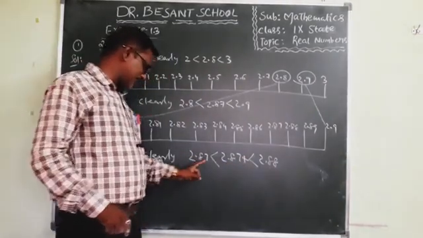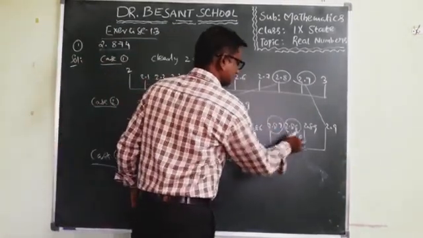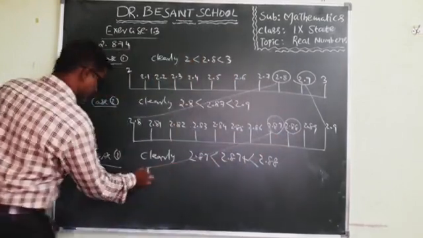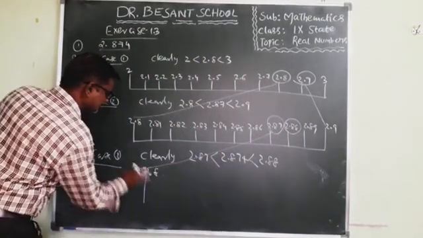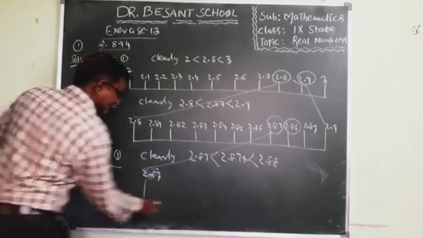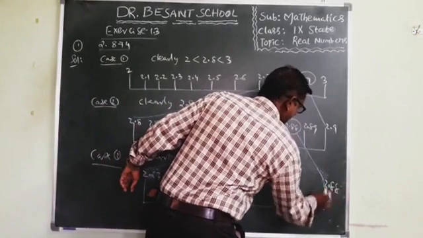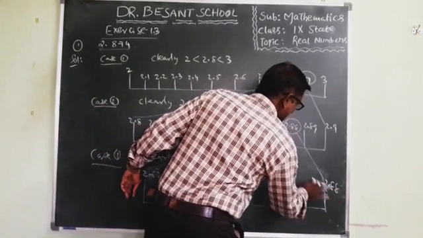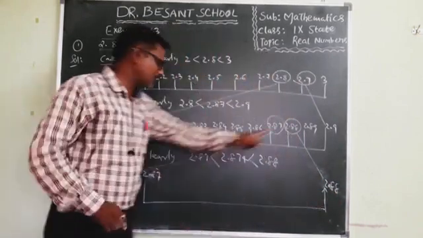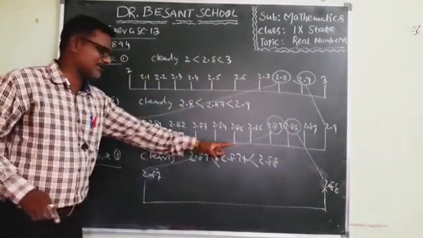2.874 lies between 2.87 and 2.88, which means it lies between this and also this. So you write here 2.87, and here 2.88. So between 2.87 and 2.88, somewhere you will get 2.874.